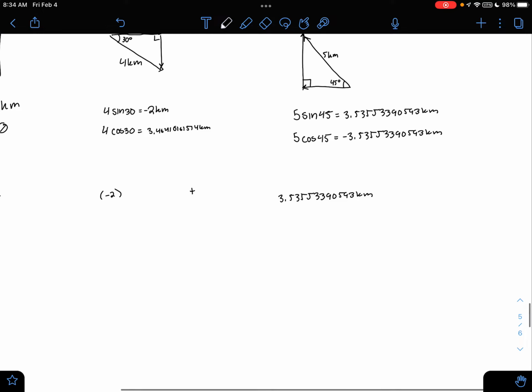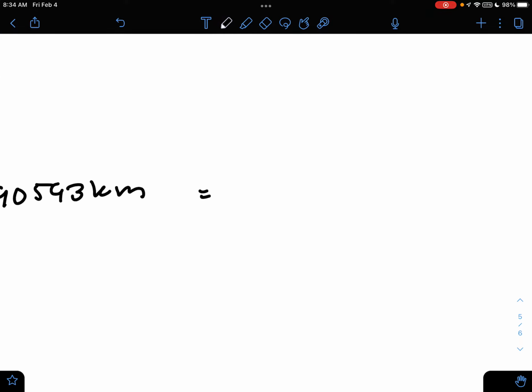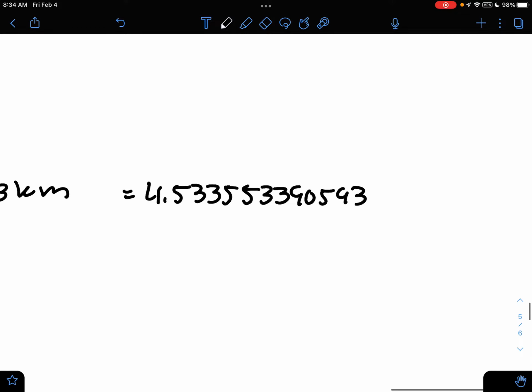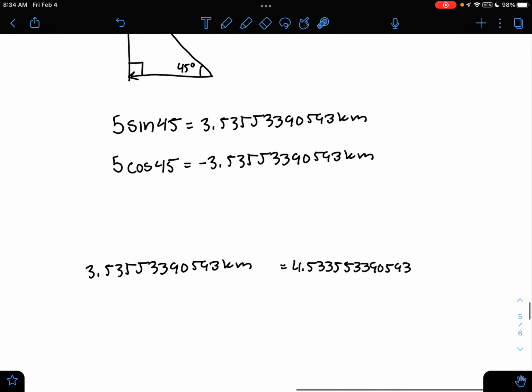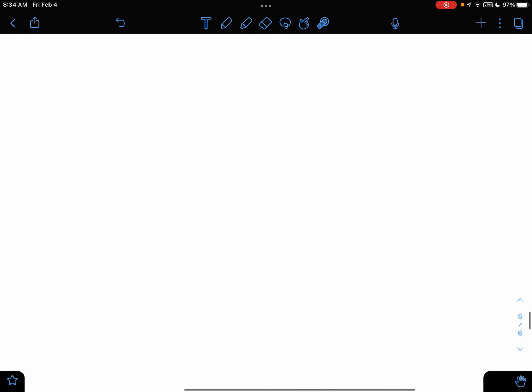Right, and that is going to give us, right, in our north direction, that's going to be roughly 4.5335533905993. Right, and since we ended up with a positive direction, that makes sense. We ended up with a positive because we ended up positive in the end, right? Our net, our adding them all together from beginning to end should have a positive direction, right? And we'll flip that later.